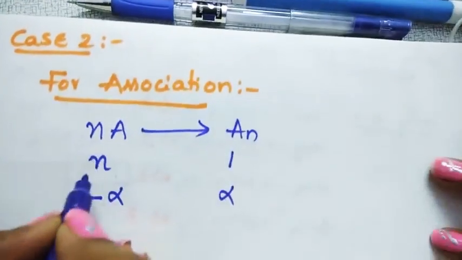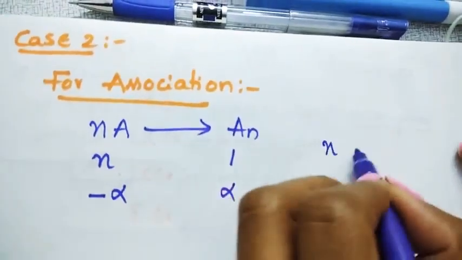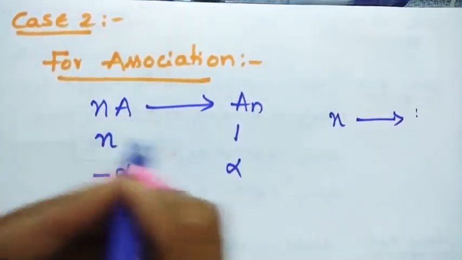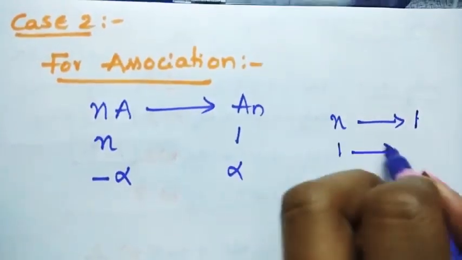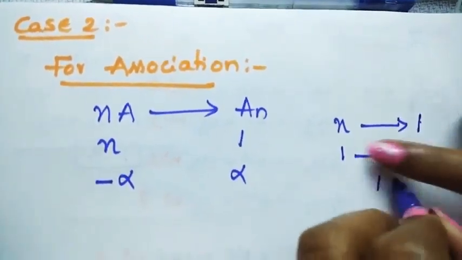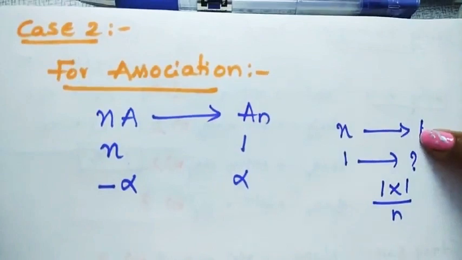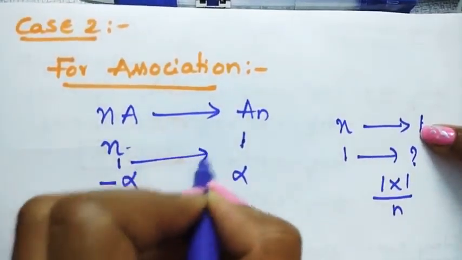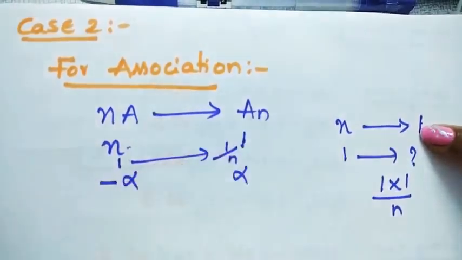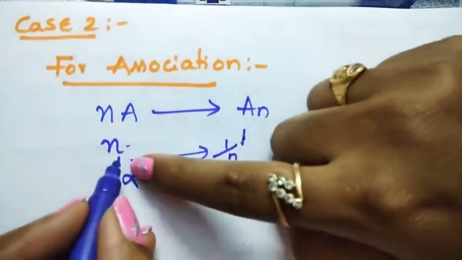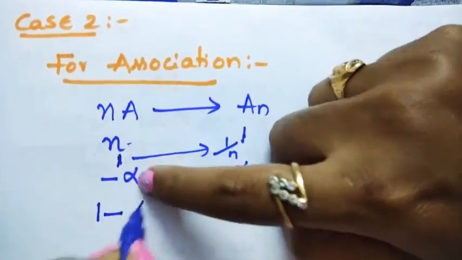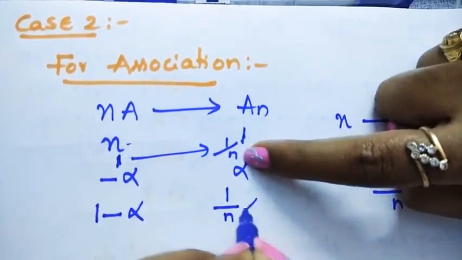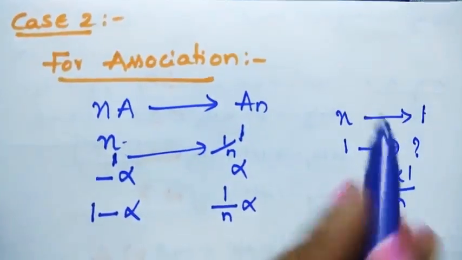And see here, one more thing I'll tell you. n moles of A is giving 1 mole. Then 1 mole gives how many? 1 into 1 by n. n moles is giving 1 mole. Then 1 mole gives how much? 1 mole gives 1 by n moles of An. Now at equilibrium what to do? It is 1 minus alpha. This is 1 by n into alpha. Clear students? What did I do?